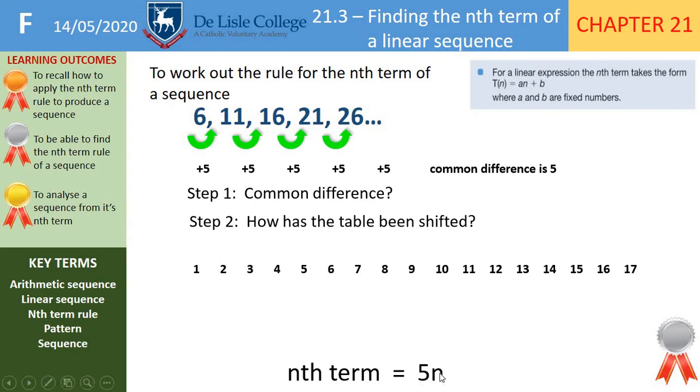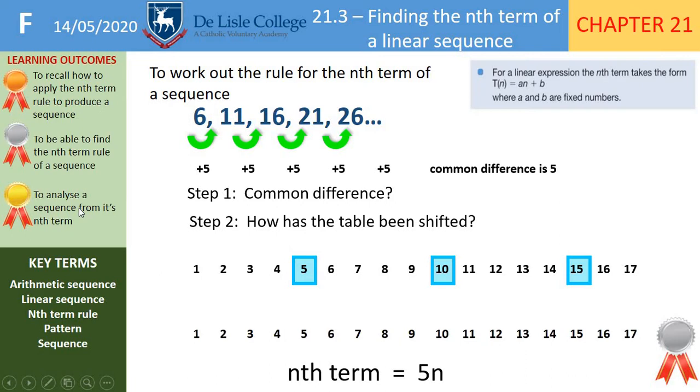Now, if we just had this as our nth term rule to produce this sequence, well, let's assume n is 1, 2, 3, 4 and 5 and so on. If n is 1, 5 lots of 1 is 5. If n is 2, 5 lots of 2 is 10. And if n is 3, 5 lots of 3 is 15 and so on. But that's actually not our sequence. 5, 10, 15 isn't the sequence. What we want is 6, 11, 16.